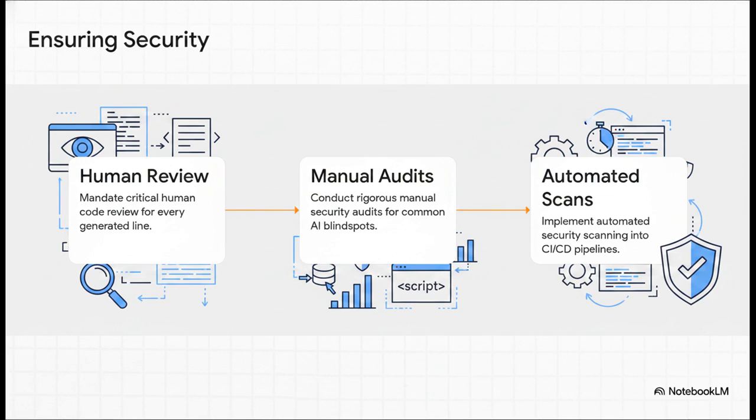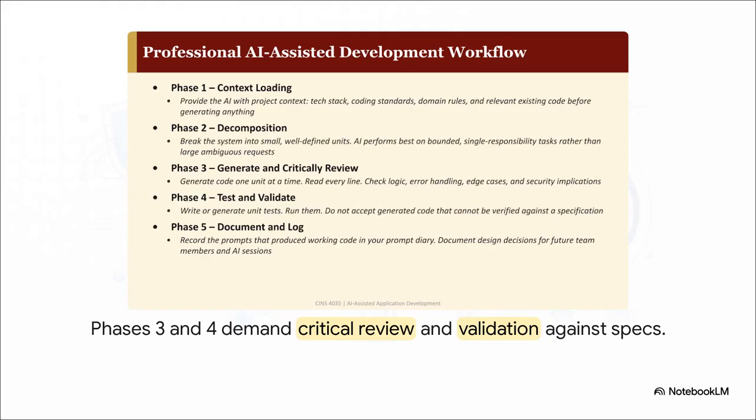Next, conduct rigorous manual security audits specifically targeting those common AI blind spots, things like SQL injections or cross-site scripting. And finally, enforce automated security scanning directly inside your continuous integration and continuous deployment pipelines. Lock it down. To make all of this practical, let's look at the definitive 5-phase professional AI-assisted development workflow.